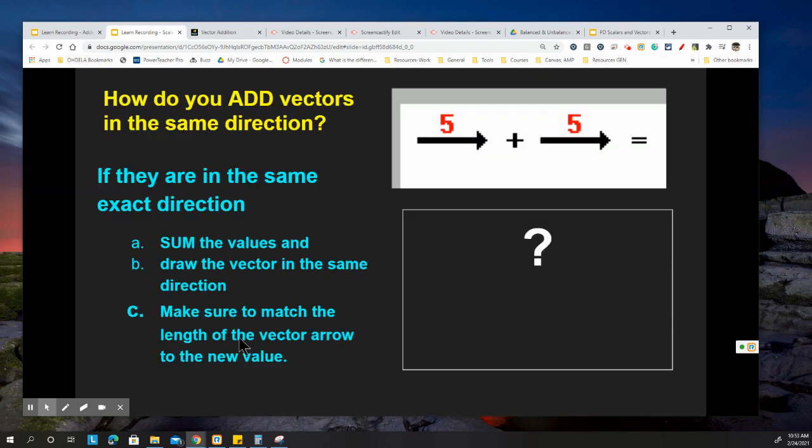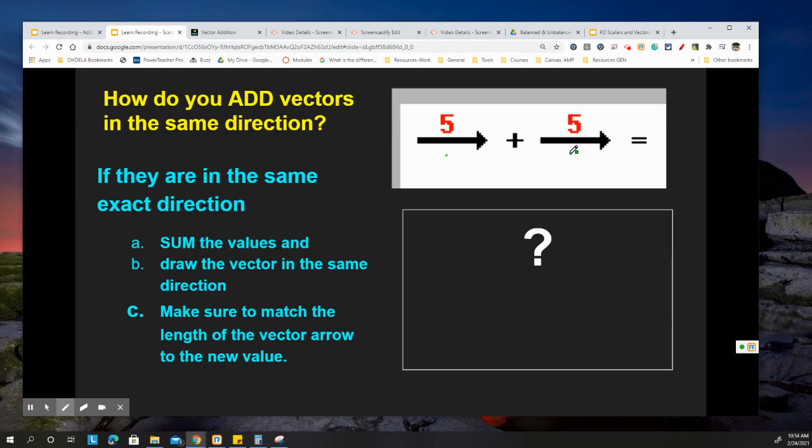How do I add vectors in the same direction? Let's start with this type of problem. If they are in the same direction, the steps are the following. A, sum the values. Okay, so let's take a look at our vectors. The first vector is 5 newtons right or east. The second vector is 5 newtons right or east.